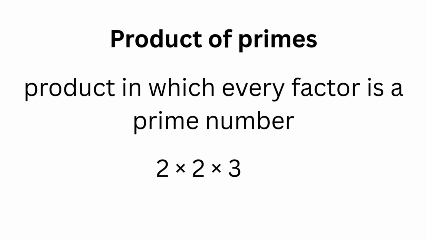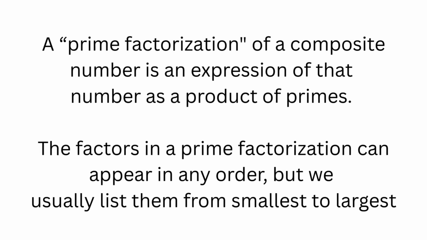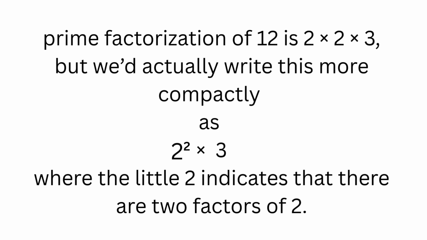This brings us to prime factorization. Prime factorization means writing a composite number as a product of only prime numbers. The order of the factors doesn't matter, but we usually write them from smallest to largest and group the same numbers together. For example, instead of writing 2 times 2 times 3, we write it in a shorter form as 2 to the power of 2 times 3. The small number written above is called an exponent, and it tells us how many times a factor is repeated.